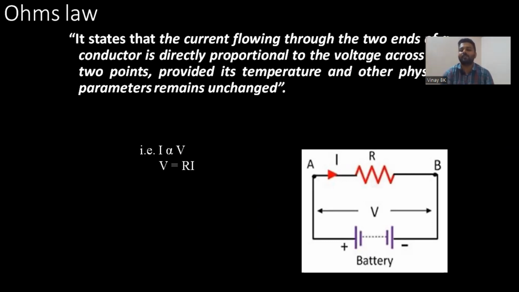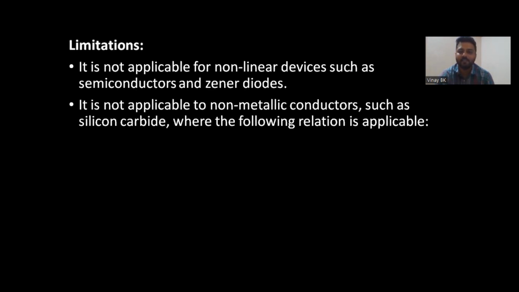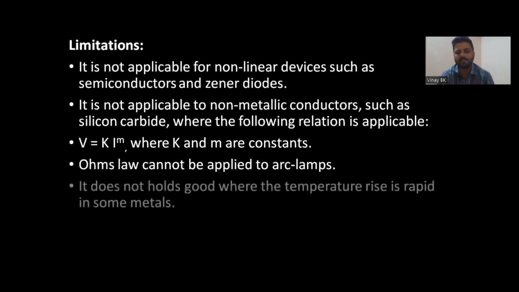It states that at constant temperature, the current flowing through the two ends of a conductor is directly proportional to the voltage across the two points, by maintaining all the physical parameters constant. You need to write this, and again you have to write the limitations. 6 marks means 2 marks for the statement and 4 marks for the limitations. It is not applicable for non-linear devices such as semiconductors and Zener diodes. It is not applicable for non-metallic conductors, for materials with variable temperature, and for arc lamps.